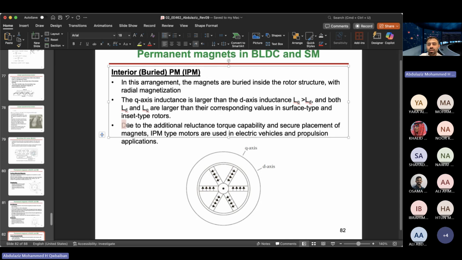Due to the additional reluctance, the capability is higher, and this is used in EVs and propulsion applications heavily. So maybe a question in the test: which of these 3 types is used, IPM, inset permanent magnet, or surface mount? You should say IPM is used.